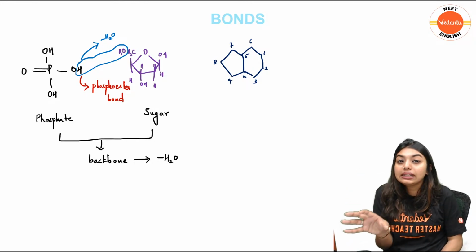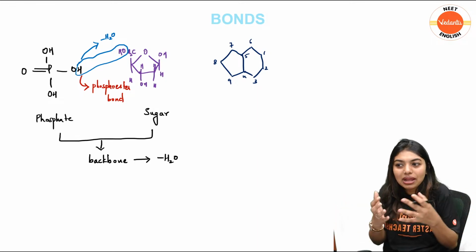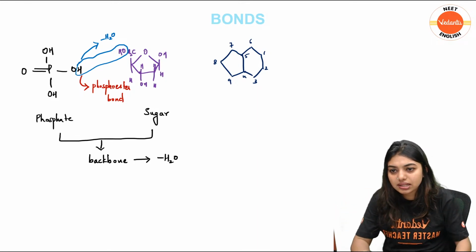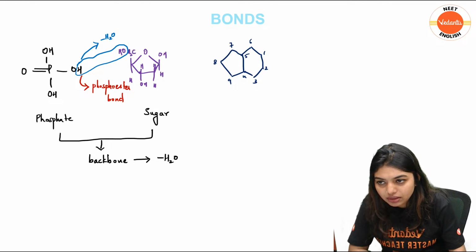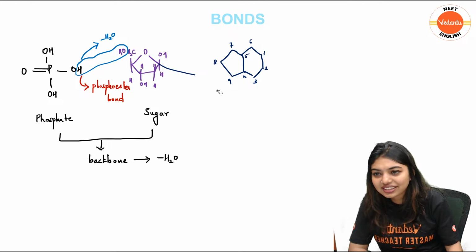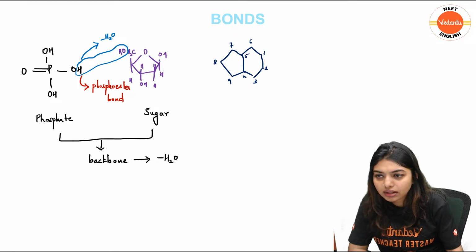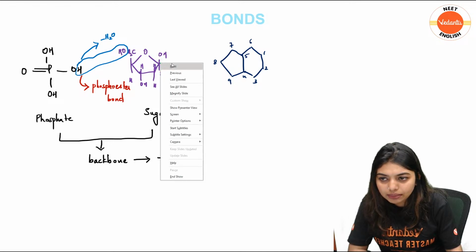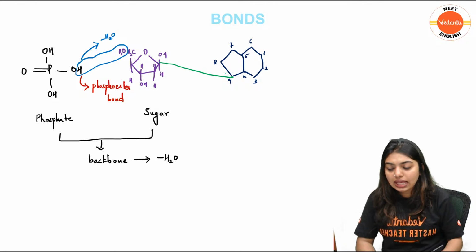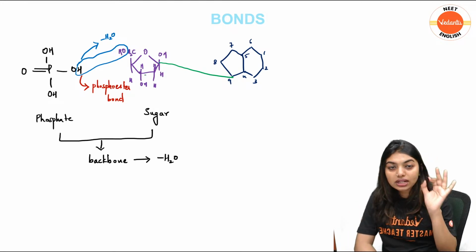Now I have to bind my sugar with a nitrogenous base, then only completion will happen. I'm trying to form a double helical structure, right? So how do I bind it, students? Very simple. From here, there is a bond going, and let's draw the bond with another color. There is a bond happening between this. That means the bond is happening.